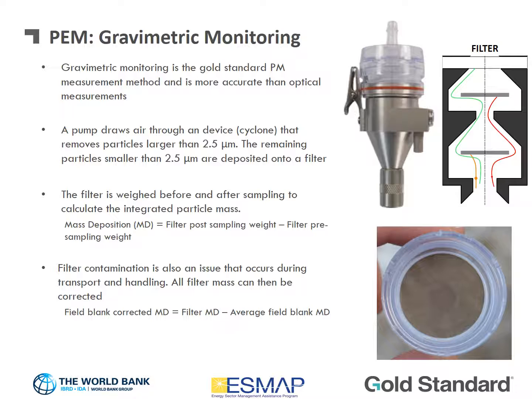And the difference in the mass of the pre-sampling weight and the post-sampling weight is the mass deposition of the PM on the filter. Filter contamination can be an issue, so we use something called field blanks to correct for any changes in filter mass unrelated to the sampling. So handling, transport, contamination, things like that that might affect that mass difference between pre and post weight that's unrelated to the actual PM deposition during sampling.